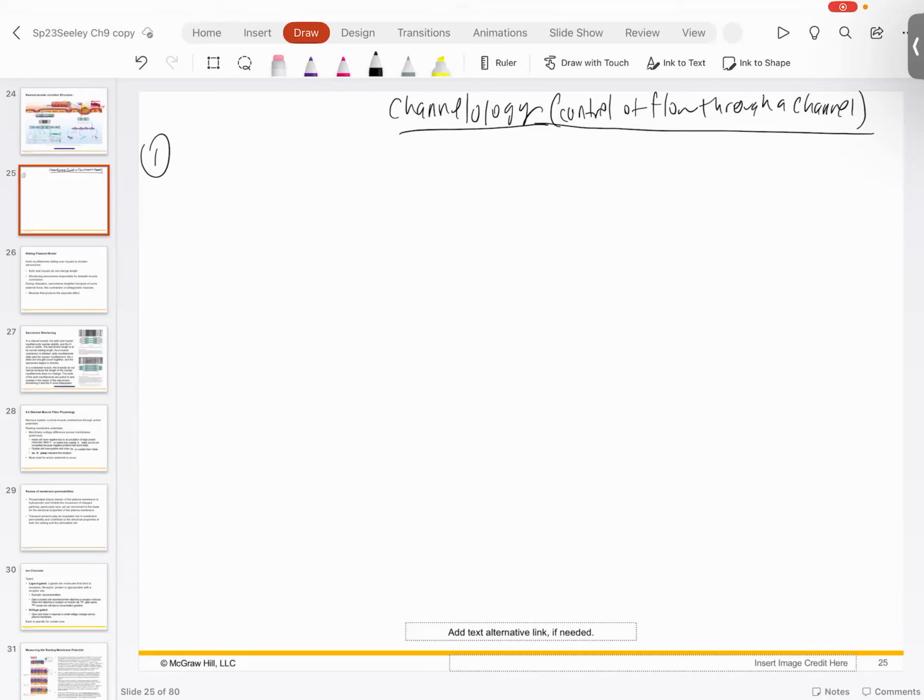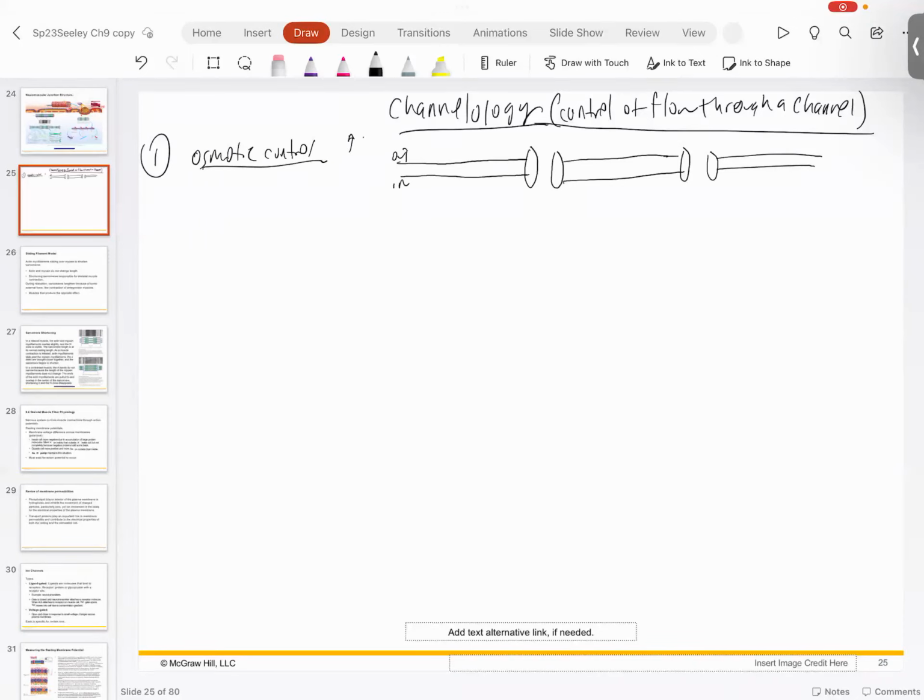So the first way to kind of control flow through a channel is basically using osmotic control. So in this particular case, what you have is a cell. I'm just going to draw it. So here's my cell membrane, and I've got like a little protein channel. Looks like that. And in this case, I've got the outside, this is the inside, and here's what I'm going to do. I'm going to put a high sodium concentration on the outside and a low sodium concentration on the inside.